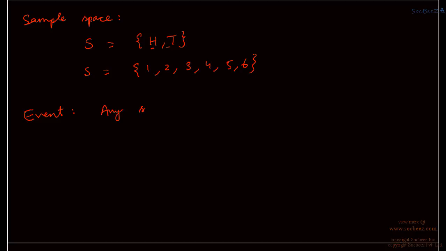So an event is any subset of the sample space. It need not be only one outcome. An event itself can have a number of outcomes, right? So if I say I roll a dice and my event is getting the odd numbers, getting the odd numbers is 1 or 3 or 5. So my event is getting 1 or 3 or 5. So you see that there are 3 possible outcomes which come under this specific event. So this is what an event is.